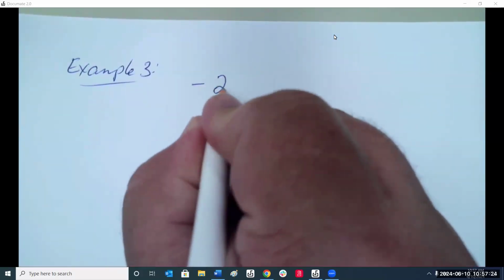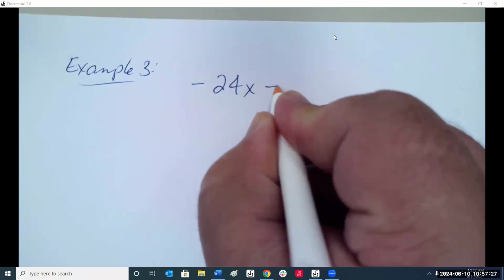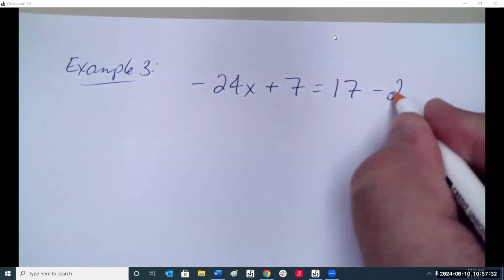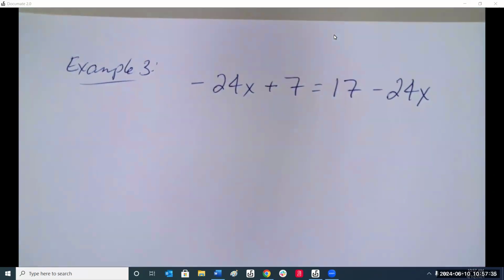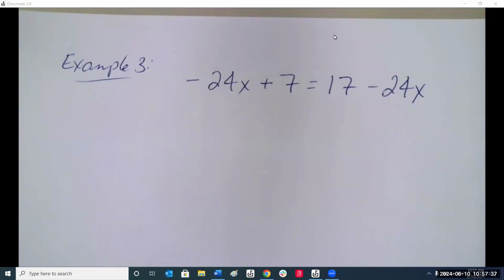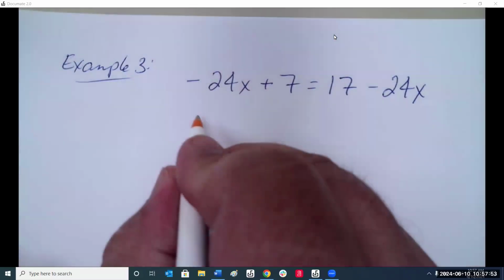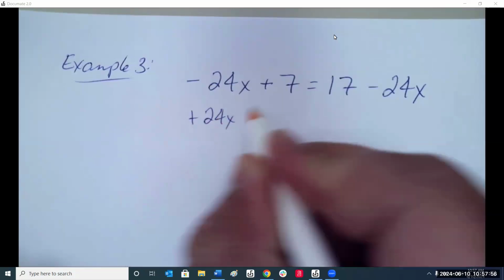Example number 3. Negative 24x plus 7 equals 17 minus 24x. What do you do first? We have x's on both sides. They're the same size, so it doesn't matter. So we add 24x to both sides.